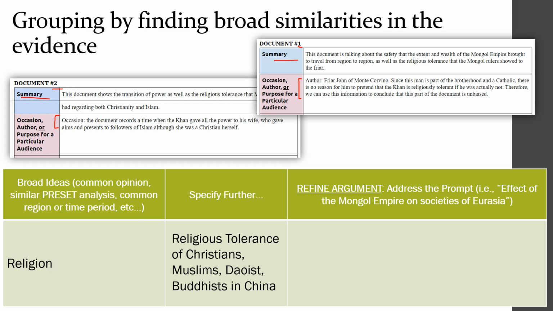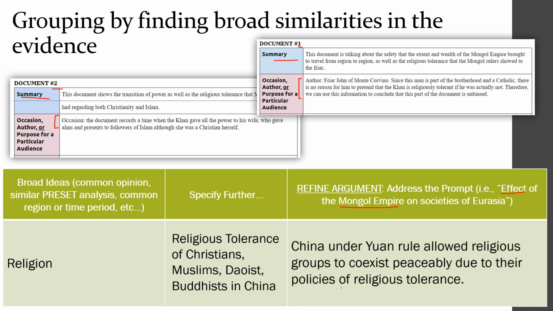So I'm going to refine this a little bit further, because you want to be able to address what the Mongols did and their effect. What did the Mongols do and what's the effect? Well, what they did is policies of religious tolerance. That's what they did. But again, the prompt is about the effect of the Mongols. So what's the effect? Well, for at least a short amount of time, it allowed religious groups that oftentimes were at each other's throats to coexist peaceably. That's the effect of the Mongols.